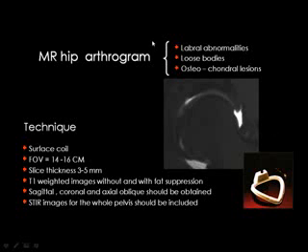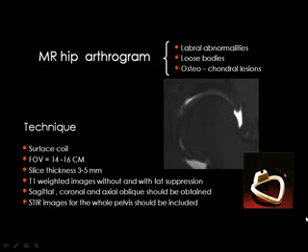Then this is the MR hip arthrogram, which is used to detect labral abnormalities, loose bodies, and osteochondral lesions. This is the normal hip arthrogram, and in these cases, after injection of contrast material, you use the surface coil for the hip of interest. This is the focal field of view, which is almost similar to that of the knee, and the slice thickness is from 3 to 5 millimeters.